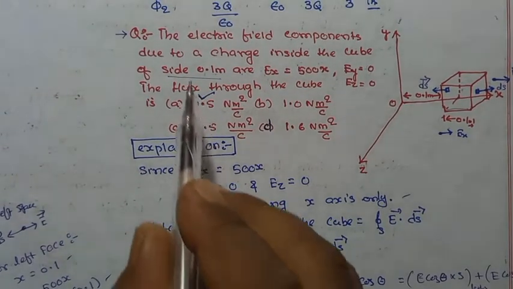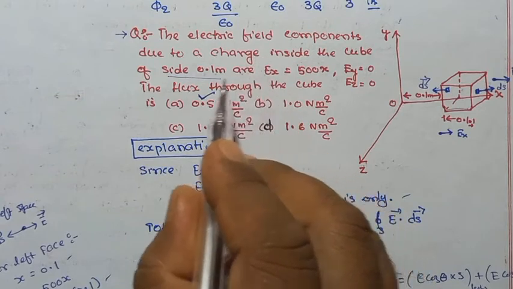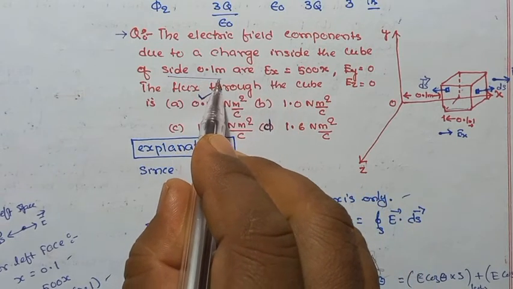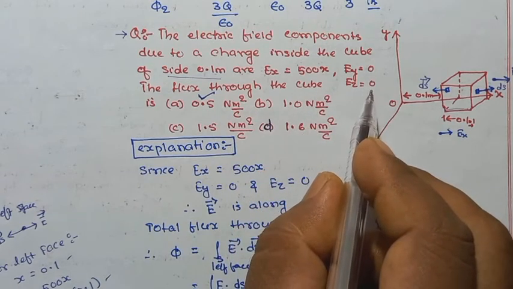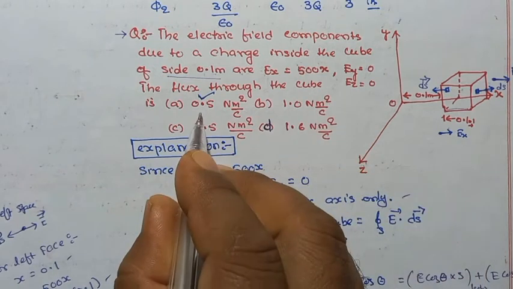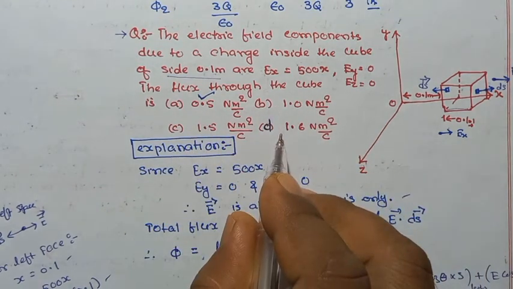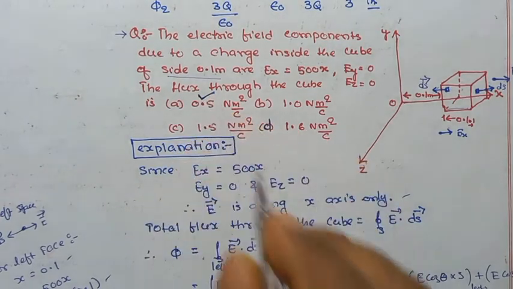So the question is: the electric field components due to a charge inside the cube of side 0.1 meter are Ex equal to 500x, Ey equal to 0, Ez equal to 0. The flux through the cube is, option A given, B, C, D. So here option A is correct.